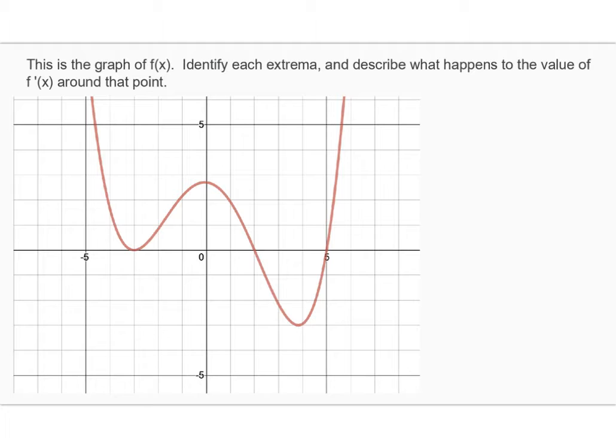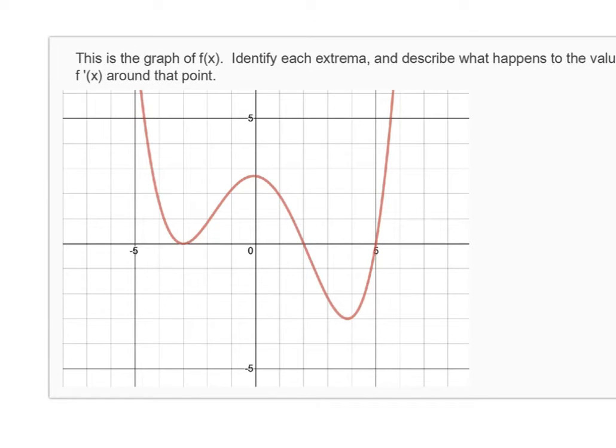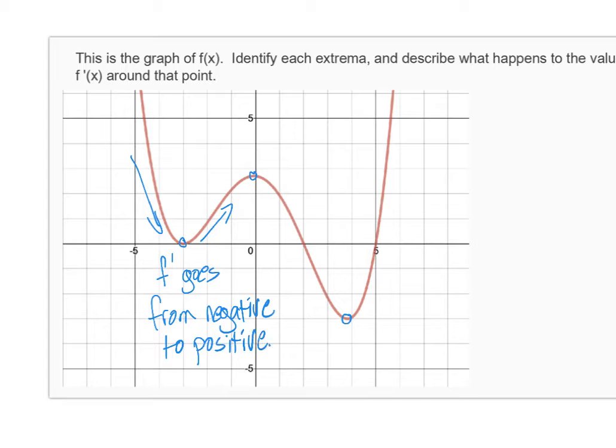All right, we've got this beautiful graph of f of x. I'm going to identify some extreme values. I've got a local minimum, I've got a local maximum, I've got a local minimum, and that's it. The value of the derivative at that point: we've got a negative slope turning into a positive slope. I'm going to say f prime goes from negative to positive because we can see our graph goes from decreasing to increasing. Therefore, f prime, the slope, goes from negative to positive.